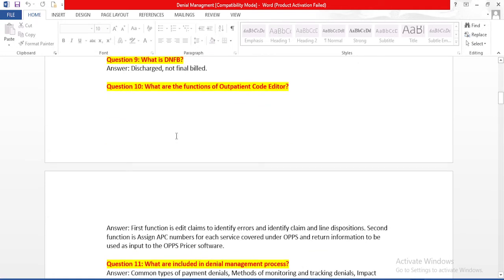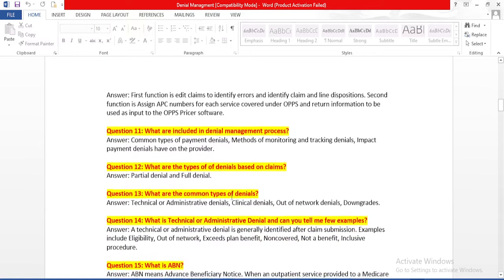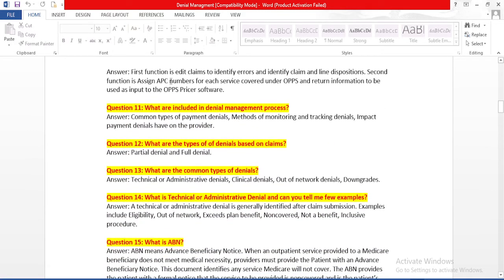So next question. What are the functions of outpatient code editor? Answer. First function is edit claims to identify errors and identify claim and line dispositions. Second function is assign APC numbers for each service covered under OPPS and return information to be used as input to the OPPS pricer software.